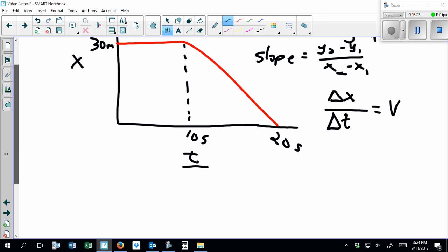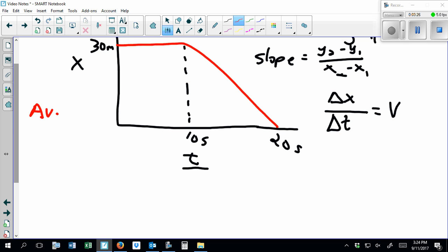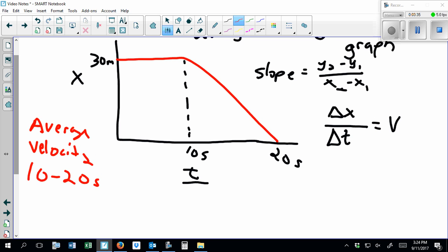So if I take a look and say, all right, what's my average velocity from 10 to 20 seconds? I do my change in position, which before we said was negative 30. So my slope would be negative 30 over the change in time. Well, if I'm just going from 10 seconds to 20 seconds, that is a 10-second change in time. So I end up with negative 3 meters per second. That's saying that every second I get 3 meters closer to that initial point. I'm moving in the negative direction there.